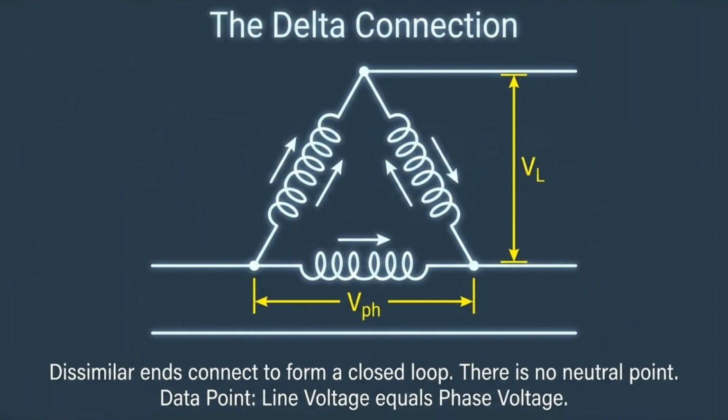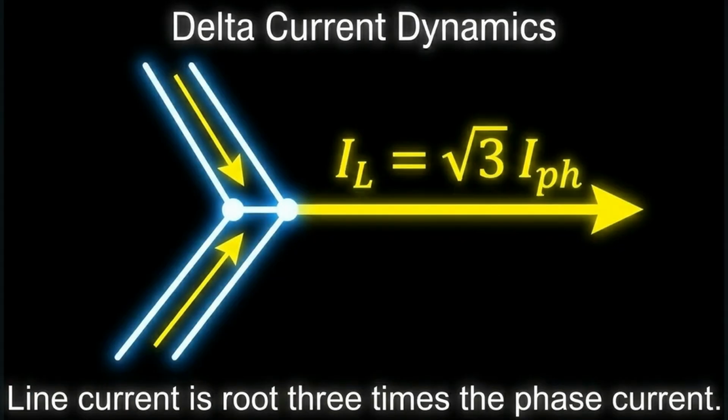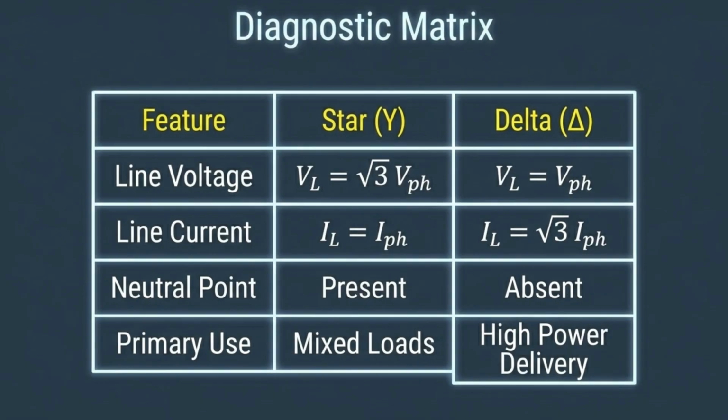In the delta connection, dissimilar ends connect to form a closed loop, resulting in no neutral point. Here, the line voltage equals the phase voltage. For delta current dynamics, the line current is root 3 times the phase current. This diagnostic matrix summarizes the key differences between star and delta systems, including their voltage and current relationships, the presence of a neutral point, and their primary use cases.